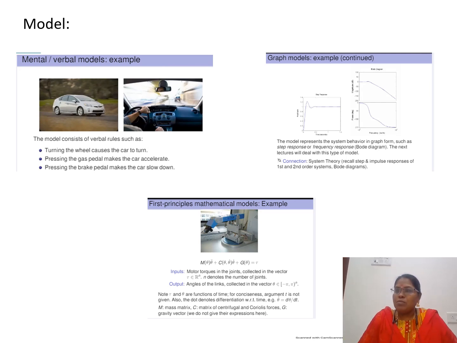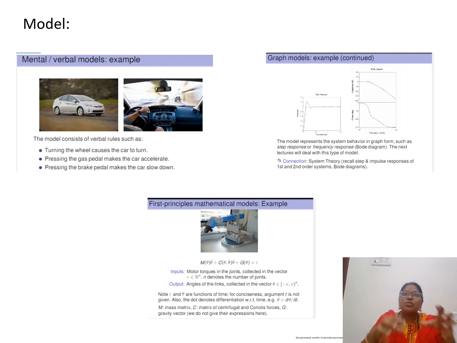So this is another model, that is nothing but the graphical model. And the third one is the mathematical model. In the mathematical model, based on the conditions, we have to develop the mathematical model, develop the differential equations. Using those equations, you have to find the model. So that gives the mathematical model.